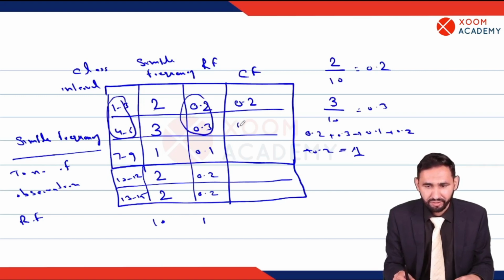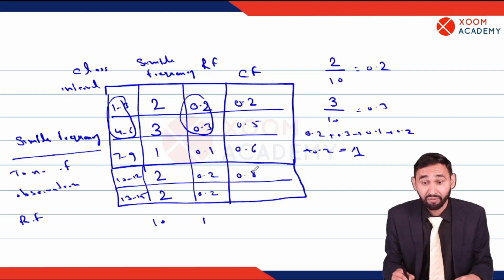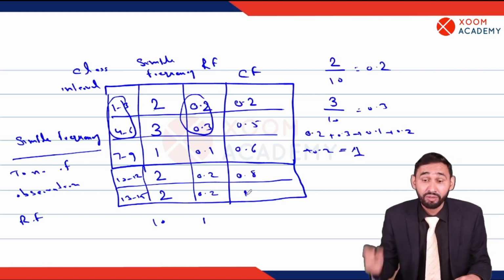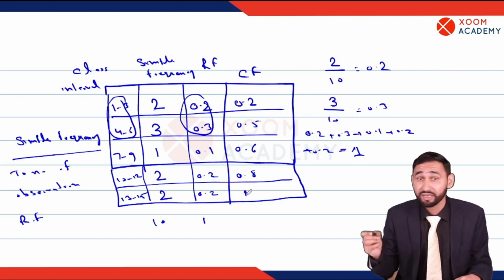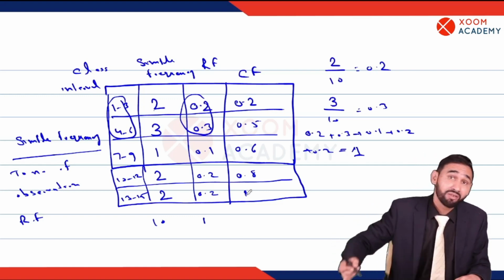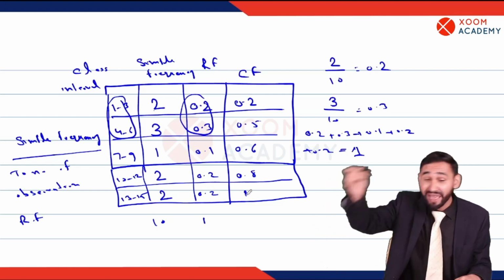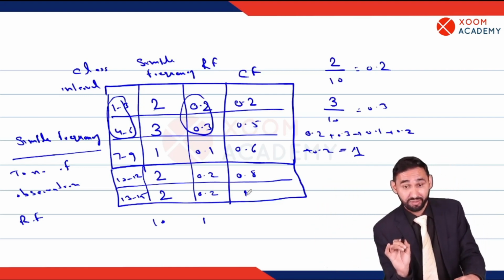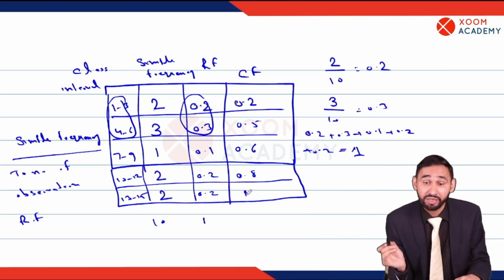So our answer is 0.5. Then in the third step, we need to add these 3. Our answer is 0.6. In the fourth step, we add all four, and in the end, we add all of them. In the last row, the answer should be 1 while calculating cumulative frequency. While calculating relative frequency, when we add all of them, the answer should be 1. So this is the difference between relative frequency and cumulative frequency.